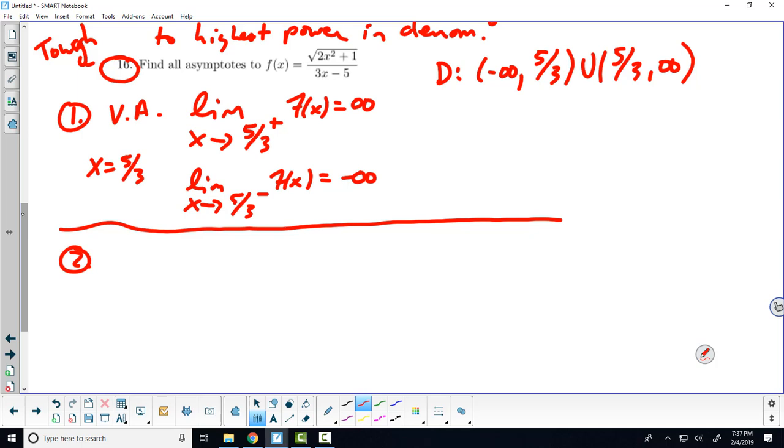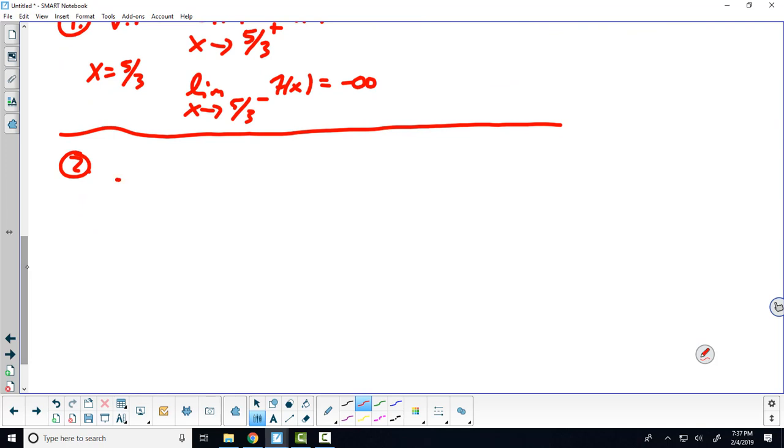Let's see if we got any horizontal asymptotes. How are we going to do that? Check out the long-term action. We're going to look at the long-term behavior of this function, right? So let's pick a direction. I'm going to look at the limit, and for the interest of time, I'm just going to pick minus infinity, and I'm only going to do it for minus infinity because I'm running out of time. Because this is the hard one of the two.